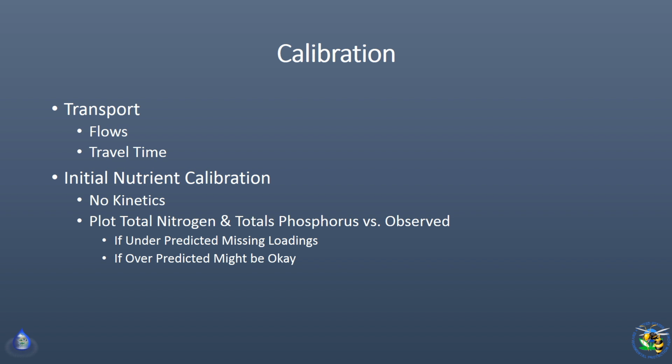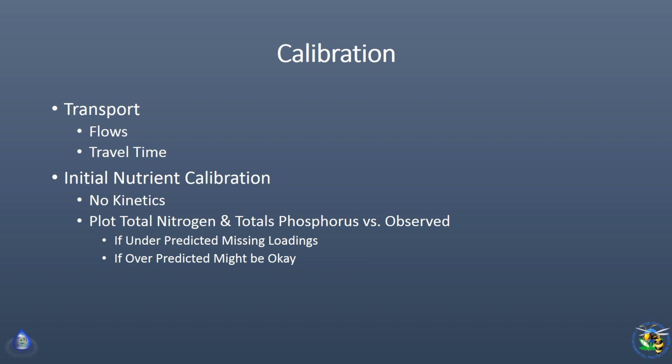When it comes to the initial calibration, I do an initial nutrient calibration with no kinetics turned on, but I have all of my boundaries set. I run the model and I plot total nitrogen and total phosphorus predicted by the model versus the observed. If the model is under-predicting the observed data at this point, you're missing loads. There's nothing that you can do to raise total nitrogen or total phosphorus.